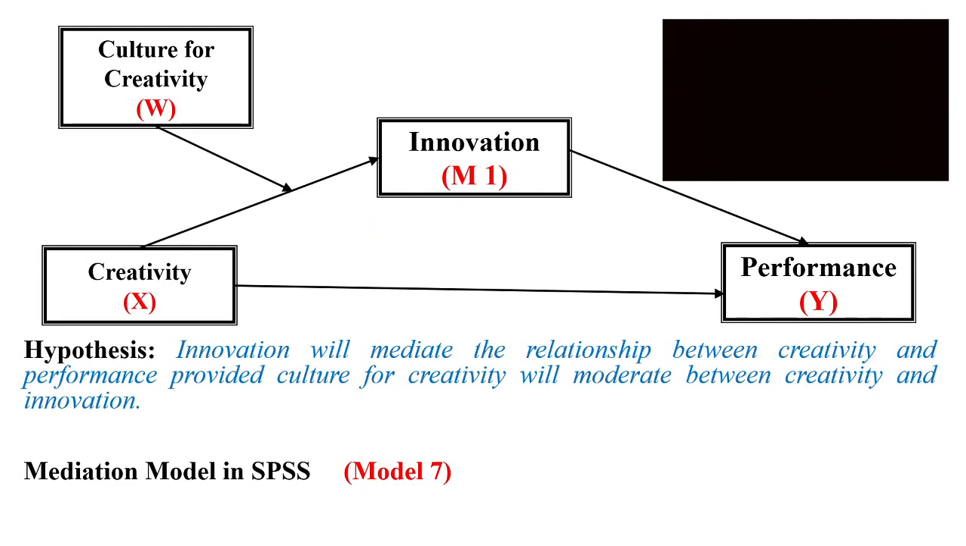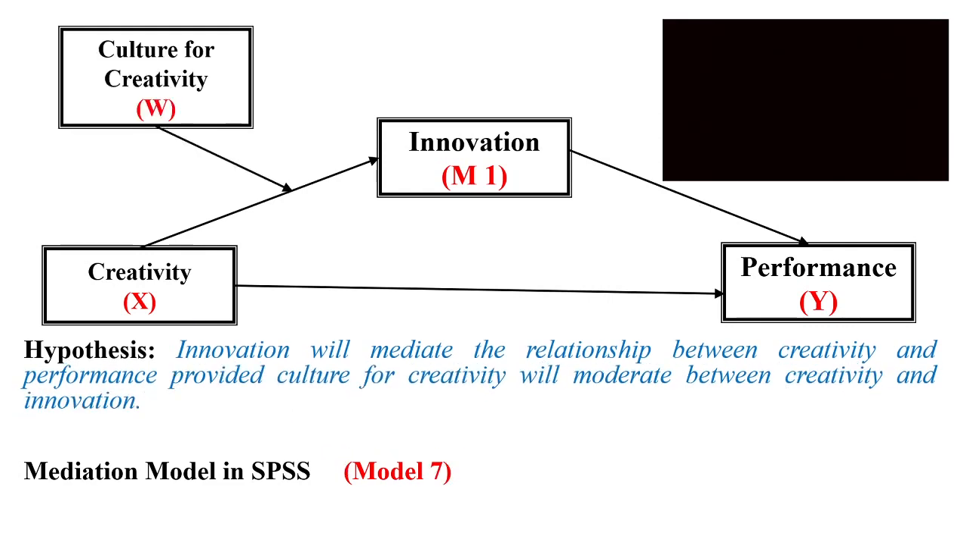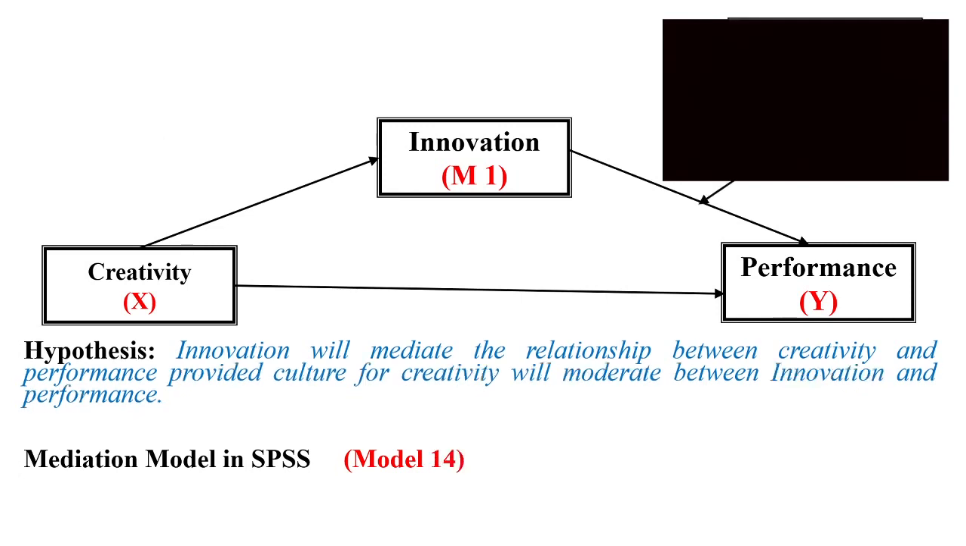But the only difference between model number 7 and model number 14 is the position of the moderator. Here is model number 7, and here is model number 14. So in model number 14, we'll be using culture for innovation as a moderating variable. Now, let's just move towards our SPSS sheet and see if they have changed any results or anything.